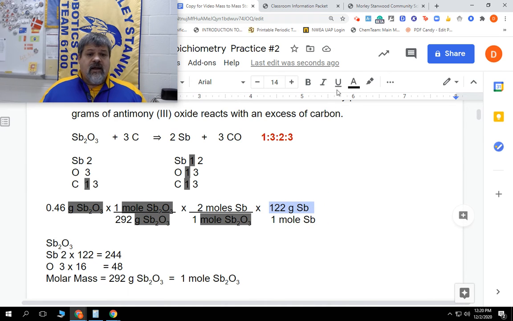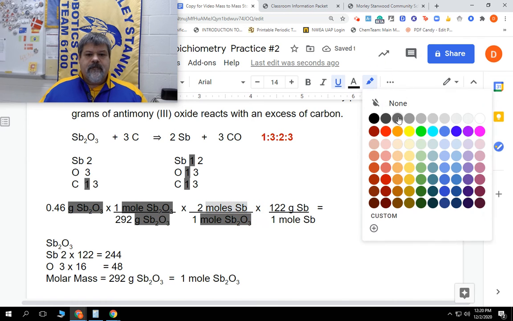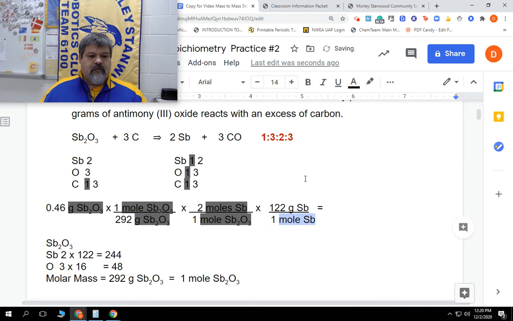So we're going to go ahead and underline. And then what can I get rid of? Again, my last thing, because I have to have it left in grams of Sb. So we're going to go ahead and get rid of moles of Sb. I have it on top and I have it on bottom. That leaves me with grams of Sb. Now, is that what it's actually looking for?